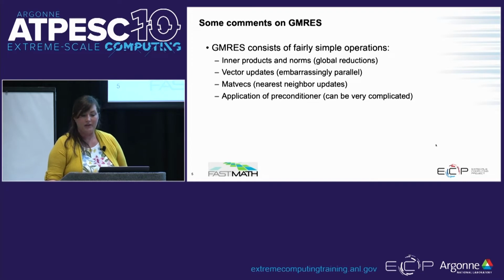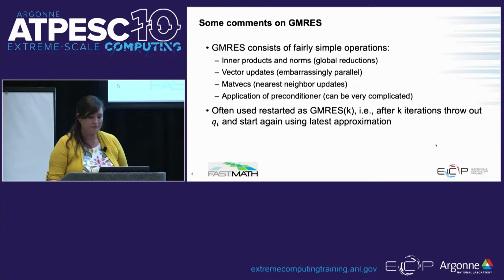So overall, everything is relatively simple operations. We have some inner products and norms. Those are going to involve global reductions. We have some vector updates, which are embarrassingly parallel. We have some matvecs, so those are going to involve some nearest neighbor updates. And then finally, we have our application of our preconditioner. That can be something very simple, like what we just saw on the previous slide, or it can get fairly complicated. But we'll go into that later in the talk.